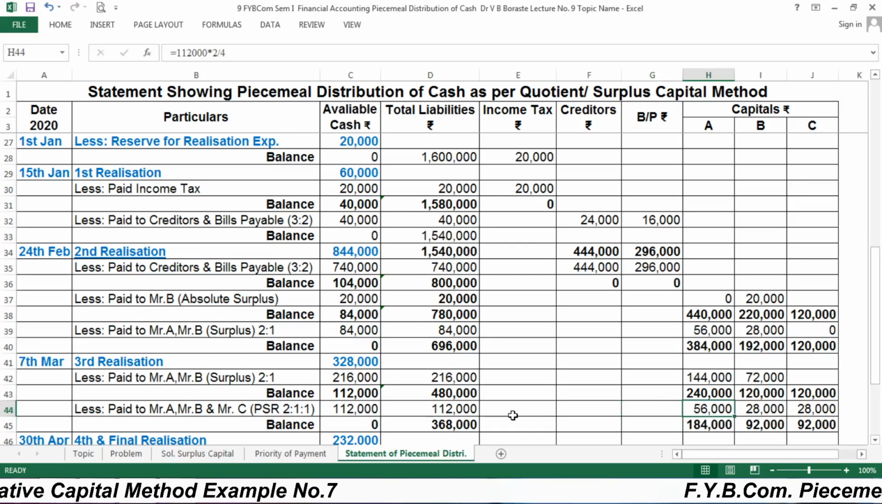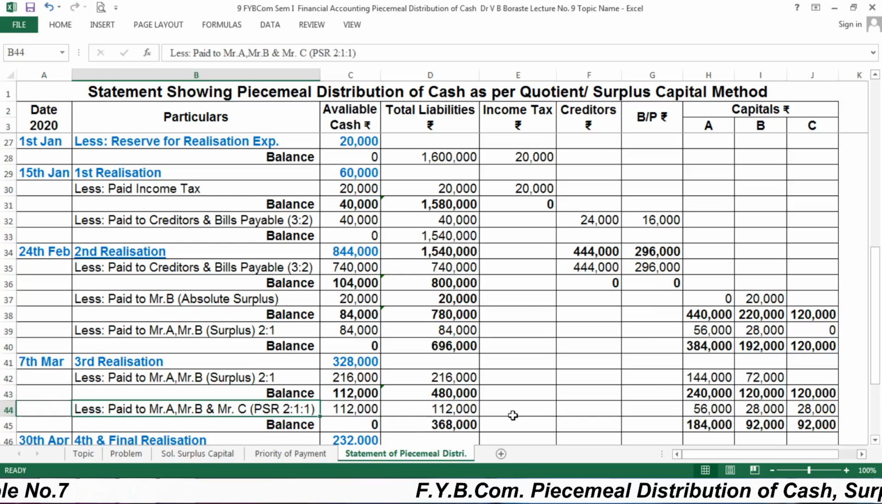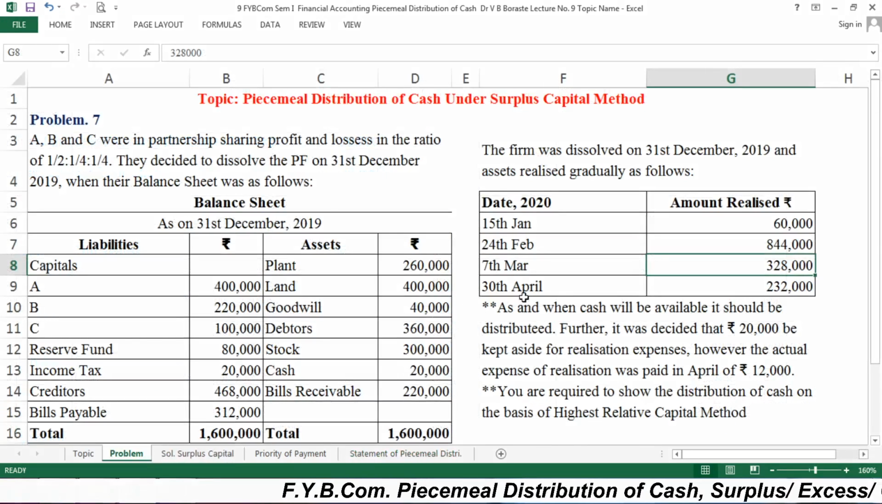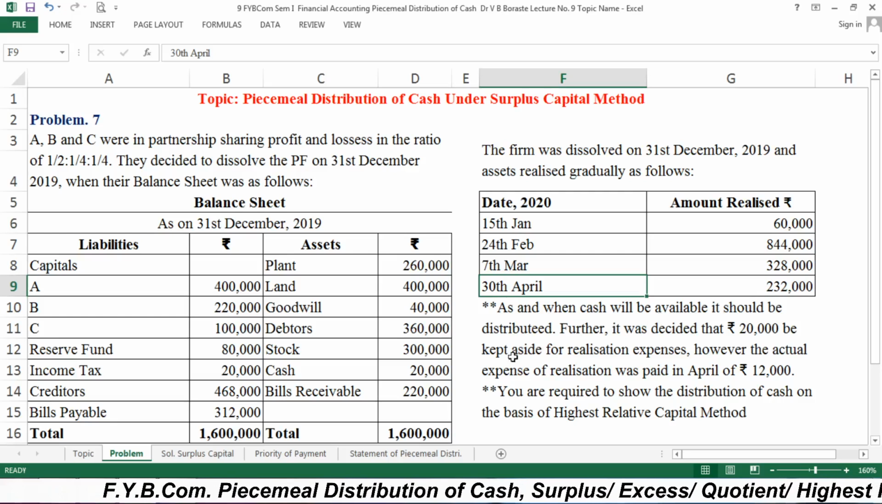So 28,000 into 2, 56,000 will be received by Mr. A, 28,000 will be received by Mr. B, and 28,000 will be received by Mr. C. After the payment of this third realization, we have a cash balance of rupees 0. That means we don't have cash, and now we can call our next and final realization, that is realization on 30th April of rupees 2,32,000. That is the fourth and final realization.